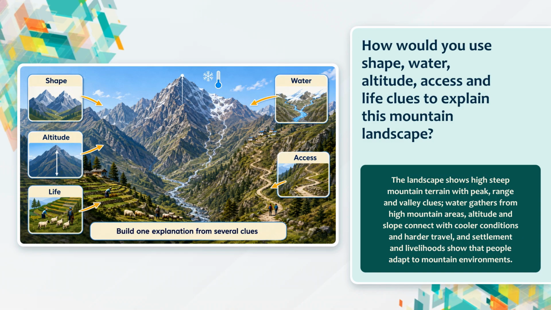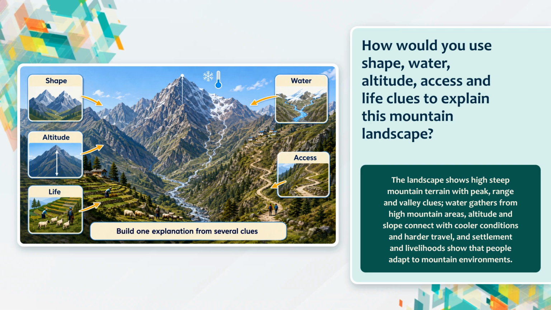Choose at least 3 clue groups from the board. How would you use shape, water, altitude, access, and life clues to explain this mountain landscape? Bring the evidence into 1 connected explanation. The landscape shows high steep mountain terrain with peak, range, and valley clues. Water gathers from high mountain areas.